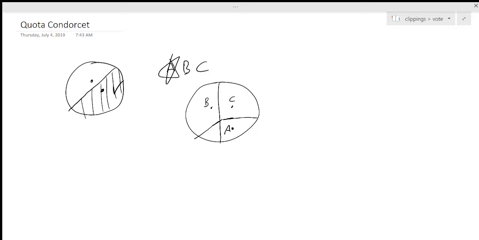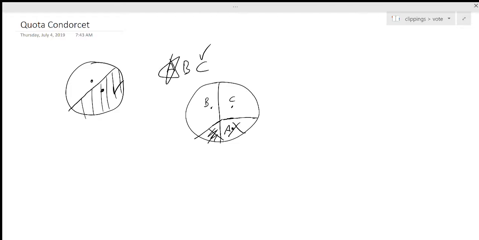So if A is more on C's side, then you take out more voters from C's side because they liked A better than C. And you take out some voters from B's side because they liked A better than B. In this case, C wins the second seat. That's the gist of it. It's a pretty simple method.